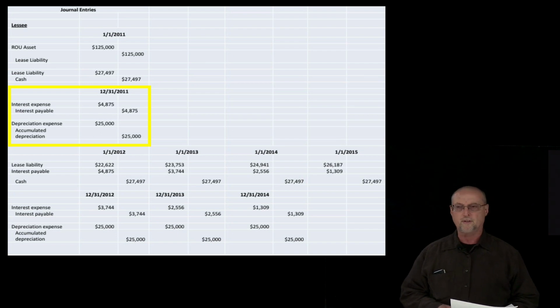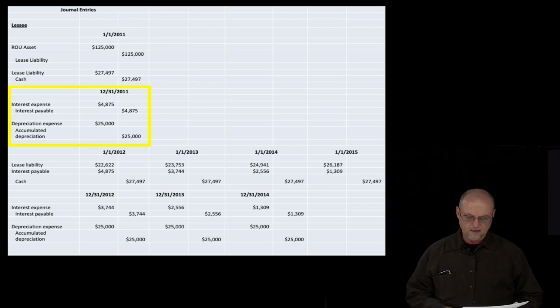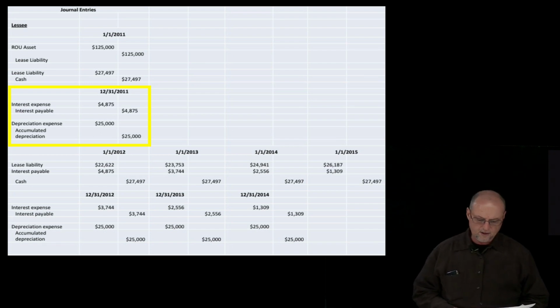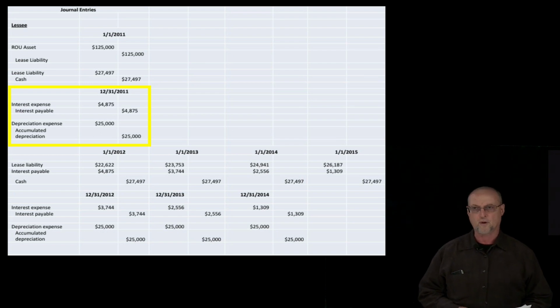We are also going to record amortization of the asset, and think of this as depreciation. We're going to debit depreciation expense for $25,000, and we're going to credit either accumulated depreciation, or you can credit the ROU asset, either way.